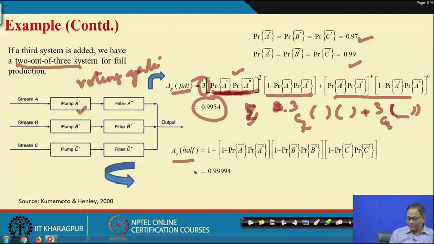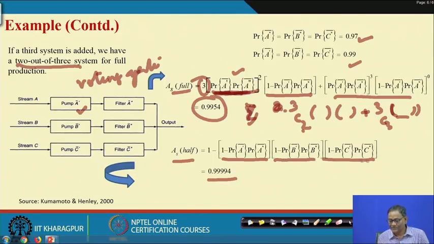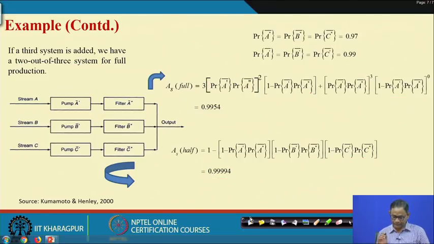Now, for AS half, what you are doing here, AS half means 1 minus unavailability. In that sense, complete system failure means no production. If one of the streams works, half production will be there. So, there are 3 identical streams. None of the streams works, that is no production. So, 1 minus no production will be AS half. So, here this is the probability for this not working, this not working, this not working. As 3 identical streams are there, they are multiplied and you get this probability value. So, I think now you understand the application of binomial theorem here.